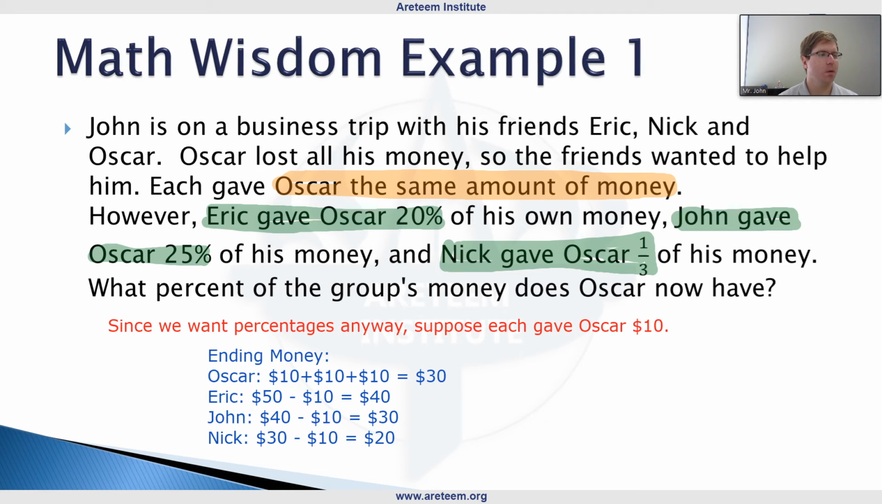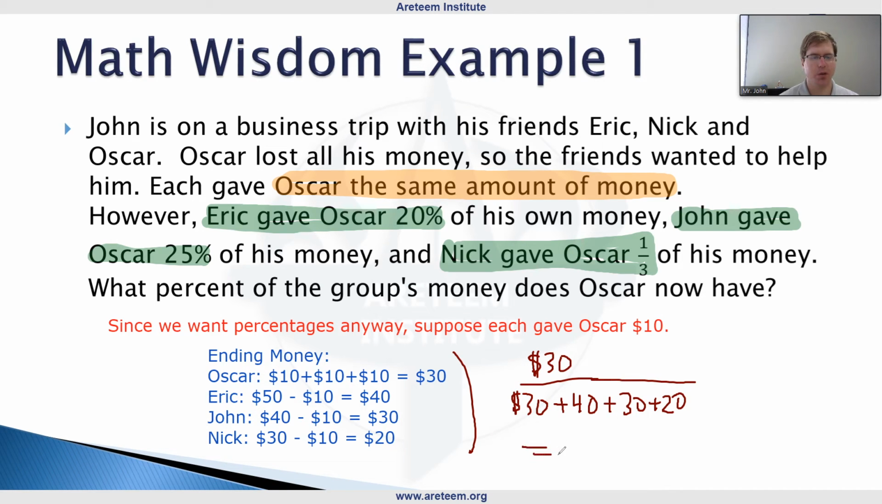So in total, and yeah, as people were kind of saying, this isn't necessarily people got it wrong, right? But I just want to kind of explain it all the way too. The total amount Oscar has is 30. The total amount of money is 120. So 30 plus 40 plus 30 plus 20. And so then in total, this is 1/4 or 25%. So that kind of is good there as well.